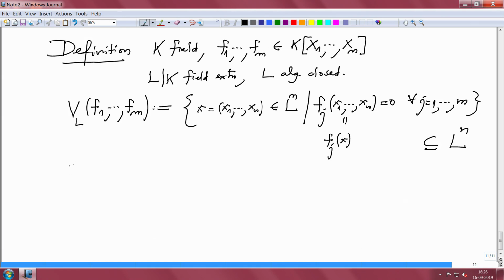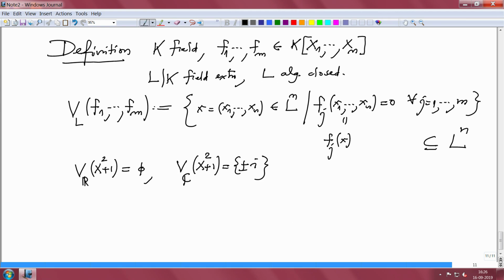So, for example, note the difference. If I write V_R(x^2 + 1), this is the empty set, and V_C(x^2 + 1) is plus or minus the imaginary i. So, this is the difference. This is because we do not want to come to an empty situation; we have to go on with geometry. All right.